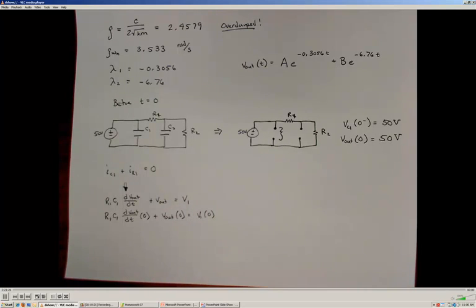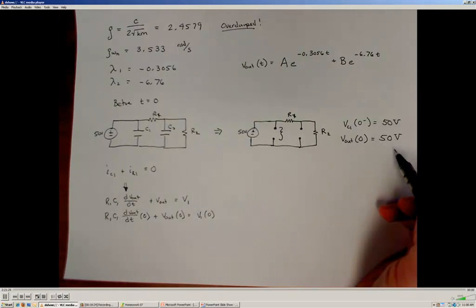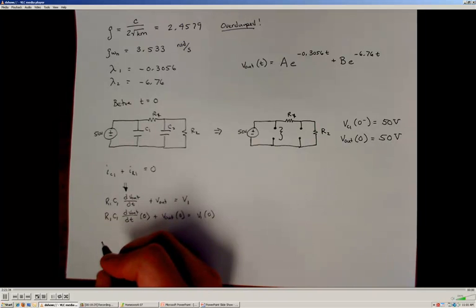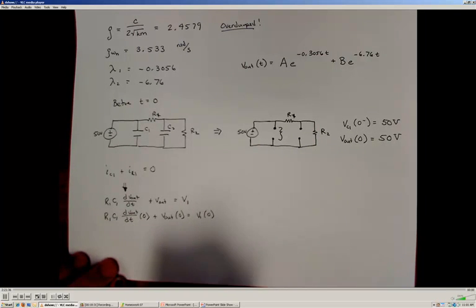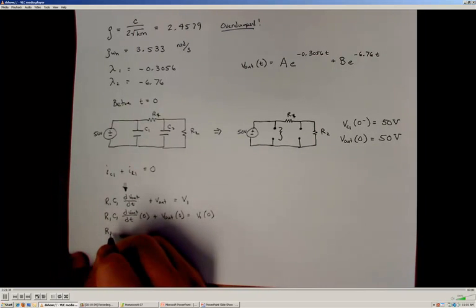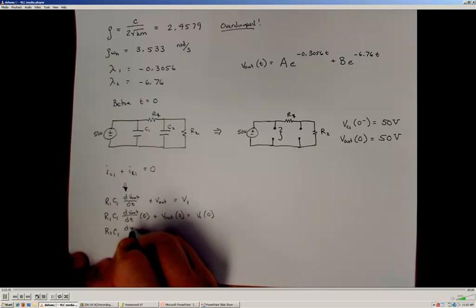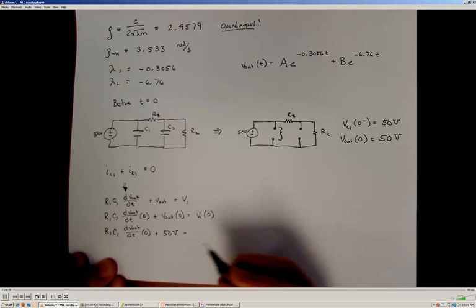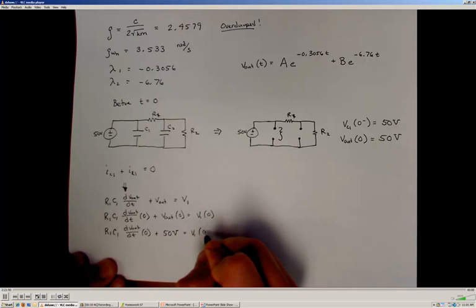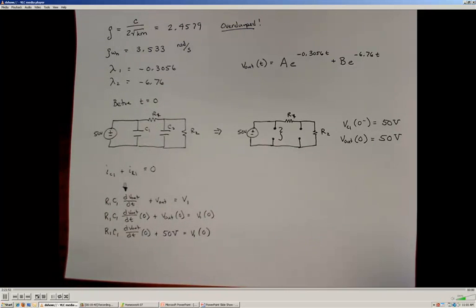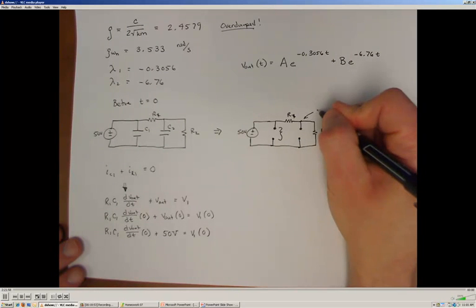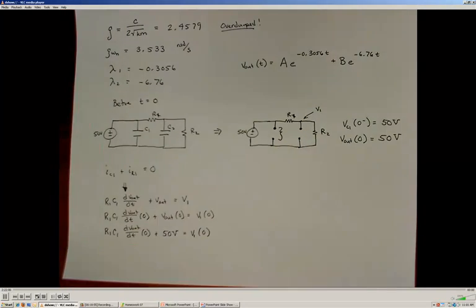Okay, and we just said that we know that the output voltage at time 0 has to be equal to 50 volts. Alright, so we can rewrite this as R1C1 dVout/dt at time 0 plus 50 volts has to be equal to V1 at time 0. Alright, so our attention now has to turn to what is the potential across capacitor 2, or at the V1 node at time equal to 0.